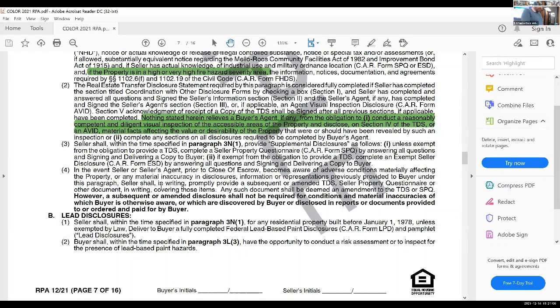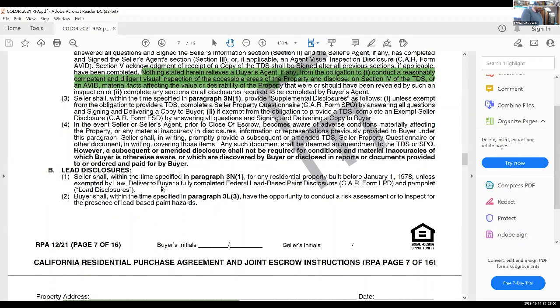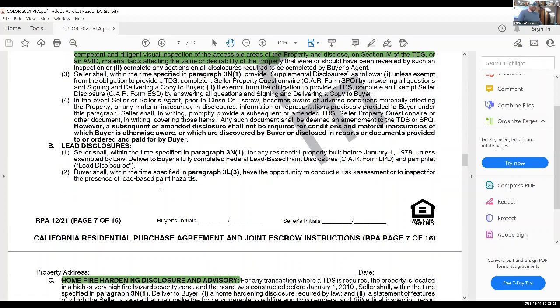Disclosures, TDS, SBQ, unless the property has transferred to the owner via probate, those are the only people that are exempt from providing a TDS or an SBQ. Just because maybe a seller was an investor and they never lived in the property, they still should have, as an investor, managed that property for that period of time and should be able to complete those TDSs and SBQs.